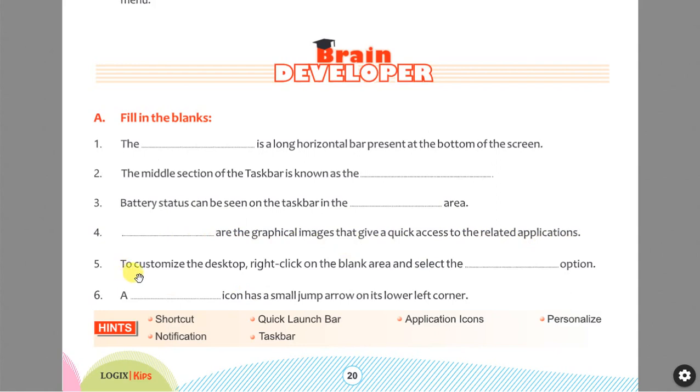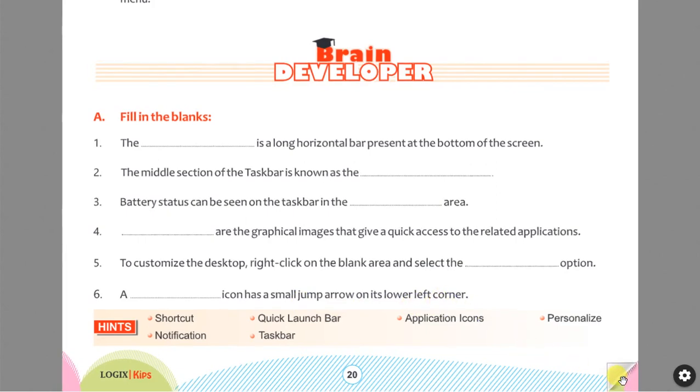Fifth question, to customize the desktop, right click on the blank area and select the dash option. Answer is personalize. To customize the desktop, right click on the blank area and select the personalize option. Sixth question, a dash icon has a small jump arrow on its lower left corner. Answer is shortcut. A shortcut icon has a small jump arrow on its lower left corner.